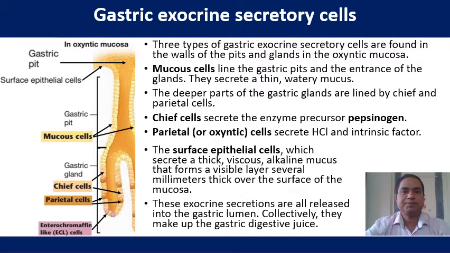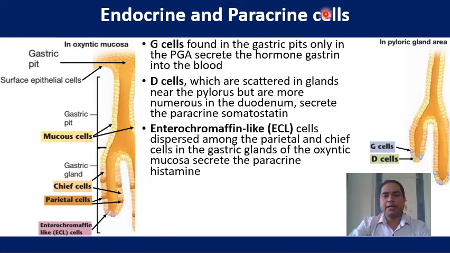Now we will learn about the endocrine and paracrine cells present in the oxyntic mucosa as well as in the pyloric gland area. In the pyloric gland area, there are two types of cells, namely G cells and D cells. In the oxyntic mucosa, there are enterochromaffin-like cells, or ECL cells. The G cells, found in the gastric pits only in the PGA, secrete the hormone gastrin into the blood; it is an endocrine type of cell, and its secretion is a hormone.